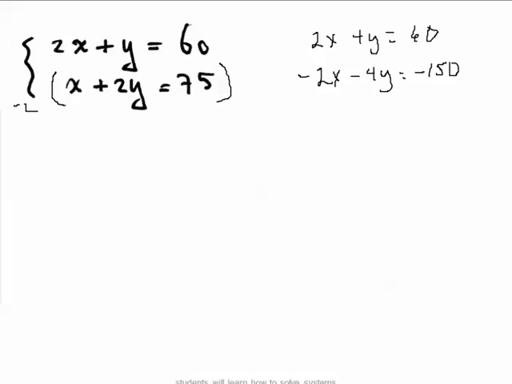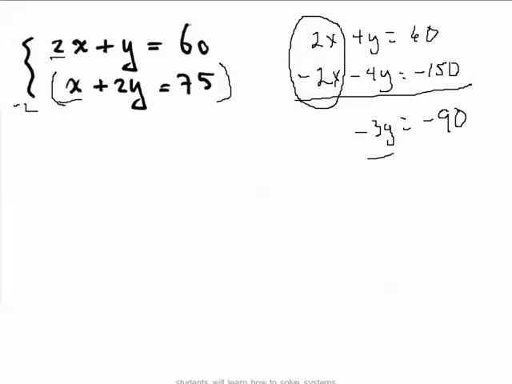Now, if I add straight down here, 2x minus 2x, I get 0 right there. That's why I picked -2. How did I know to use -2? I looked at what it would take to get rid of one of these two variables. I was going to get rid of the x in this situation. And so now when I add the y's here, I get -3y is equal to -90. I divide by the -3, and I wind up with y is equal to 30.